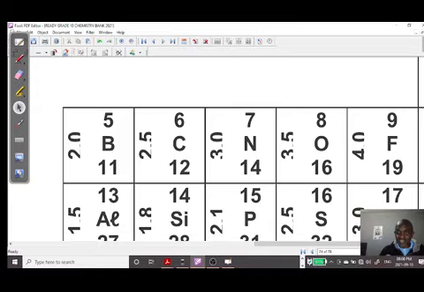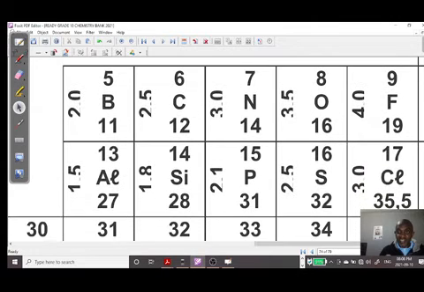Okay, let me give you more examples. Again, one mole of chlorine atoms has a mass of 35.5 grams. One mole of sulfur has a mass of 32 grams. One mole of phosphorus has a mass of 31 grams. And one mole of aluminium has a mass of 27 grams. I think you see that this periodic table shows us one mole for each element in grams. Okay, let us proceed.